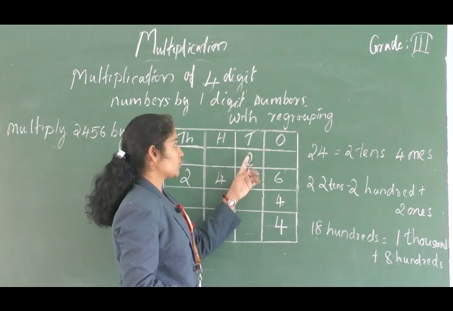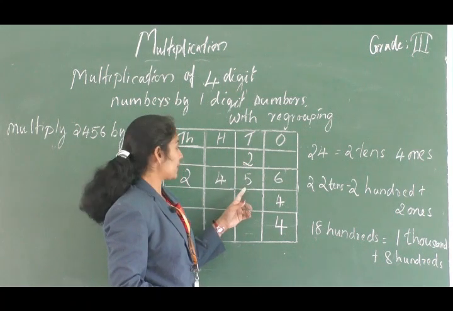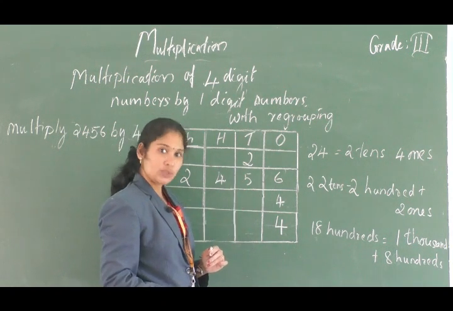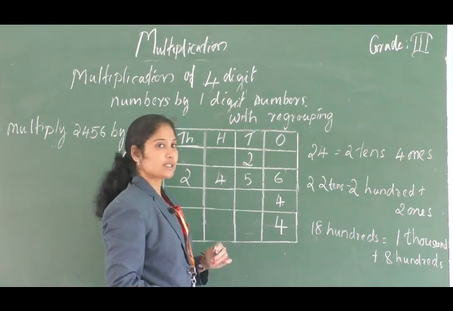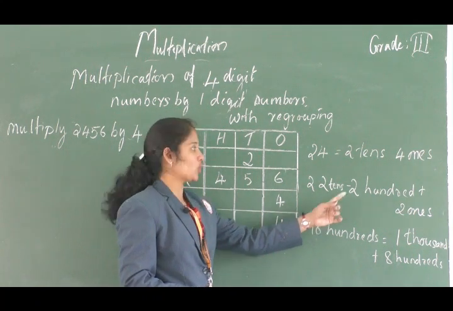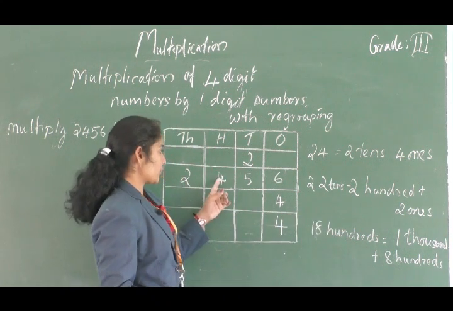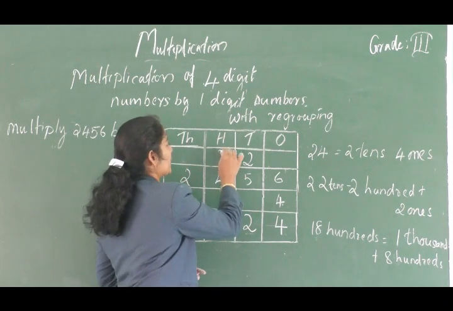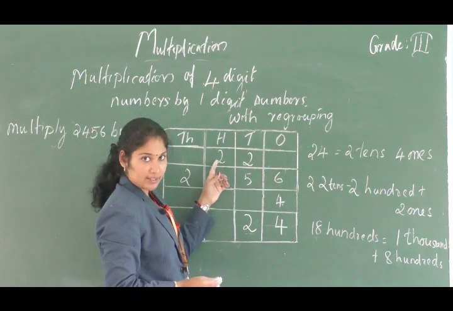Now we have 2 at the tens place. Next which place do we have to multiply? Yes, 5 and 4. So 5 into 4, 20. And we have 2 carried over. So 20 plus 2, 22. So 22 tens we can regroup into 2 hundreds plus 2 tens. So we can write 2 at the tens place and 2 will carry over to the hundreds place. Now we have 2 at the hundreds place.